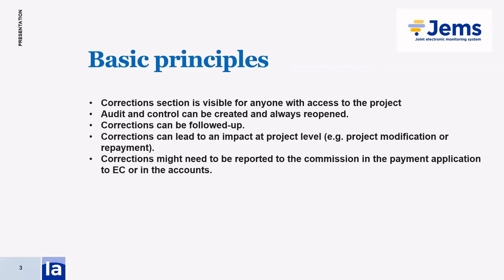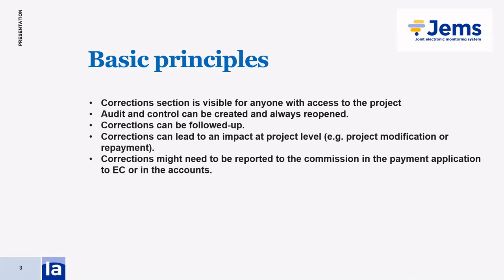So the basic principles. The correction section is visible for anyone with access to the project, and applicants have view rights by default. So corrections are transparently added to the project, and applicants and partners can see the corrections that happen to their project. The audit and control section can be created and always reopened. So you can always add more corrections to the audit and control section. And corrections can be followed up. So if a correction is closed, you can link another correction to this previous correction for follow-up.